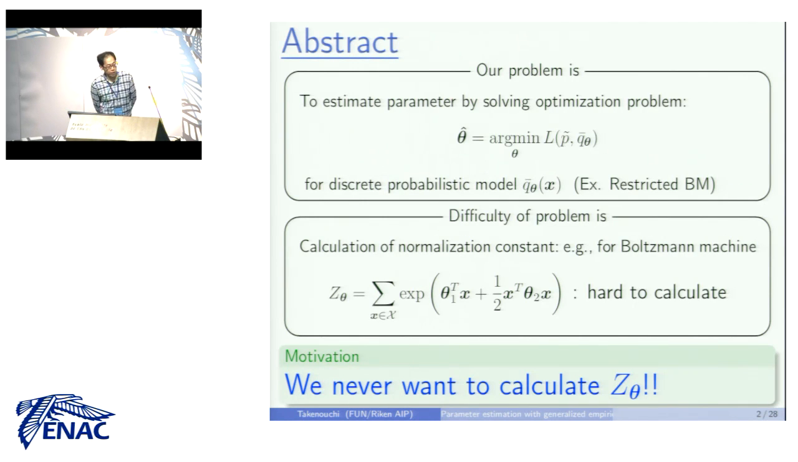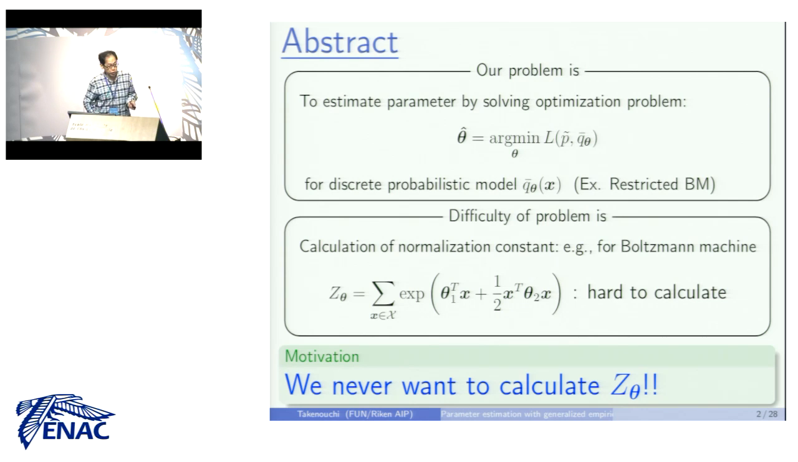This is an abstract of my talk. My problem is to estimate parameters of the probabilistic model by solving an optimization problem like this for discrete models, and we consider a discrete probabilistic model such as Boltzmann machine or something like that. The difficulty of this kind of problem is the normalization constant. For example, a Boltzmann machine has a normalization constant written like this, and this is very hard to calculate.